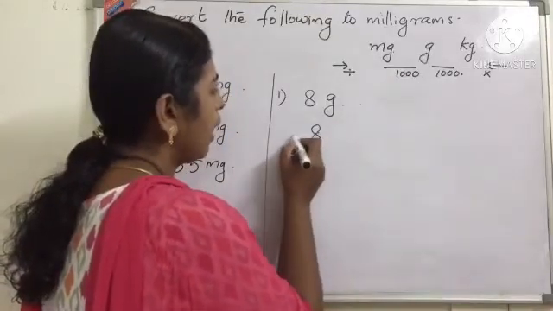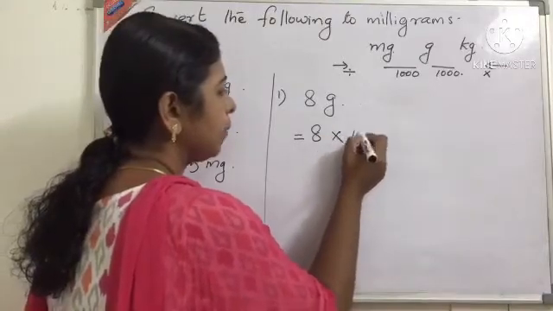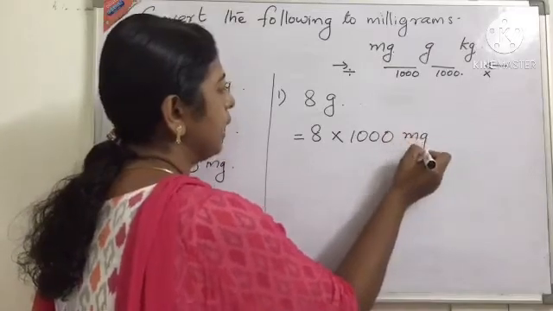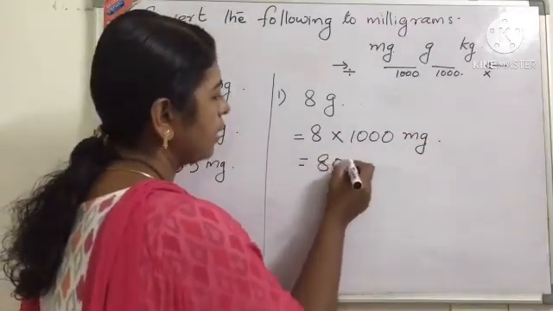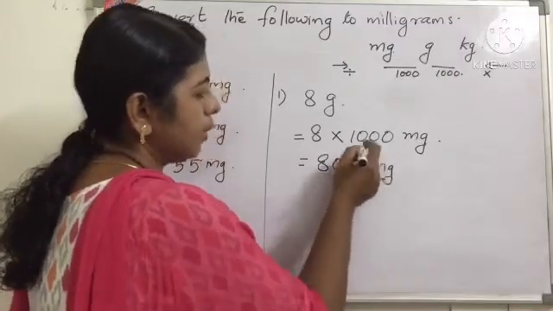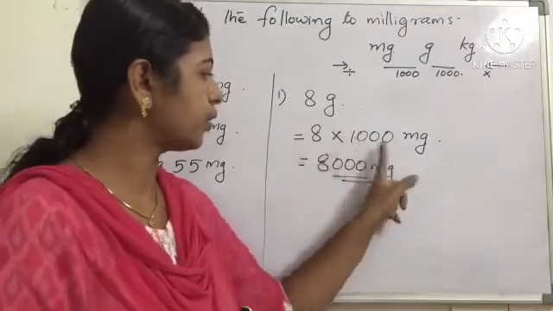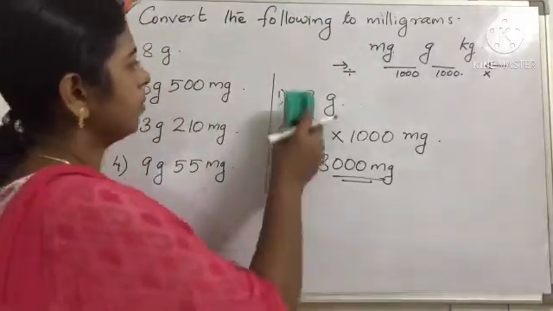So 8 gram we want to convert into milligram. So we want to multiply with 1000. Now it's converted to milligram. Then 8 into 1000 is 8000 milligram. You know how to multiply this one. You can write 8, then 3 zeros. Okay. Now we can go to the second question.